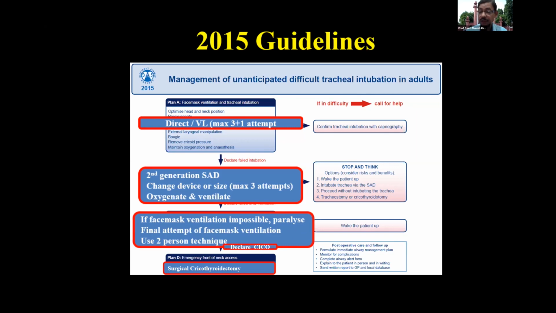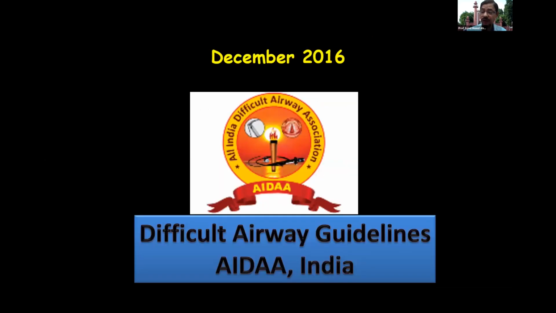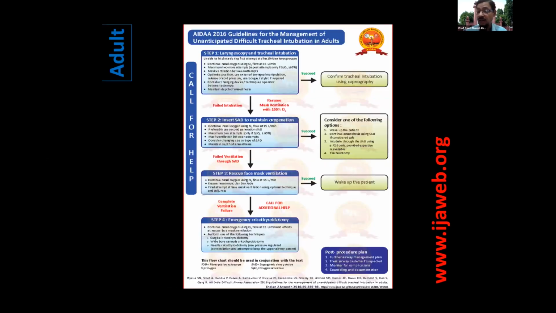And they came up with a new term for the first time, CICO, that is cannot intubate and cannot oxygenate. And they said surgical airway, cricothyrotomy, was the best choice. Now, in 2016, ISA came up with a robust guideline, and they came up with 5 guidelines, which were all published in the Indian Journal of Anaesthesia.